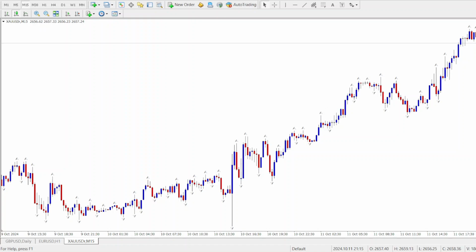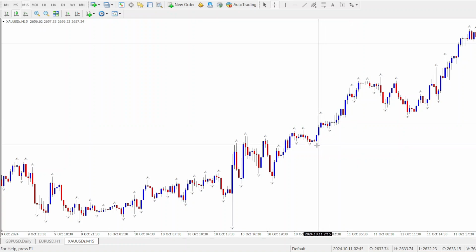So fractals are recurring patterns that show market turning points. As we can see, after fractals formed, they showed potential turning points of the asset. You can see, after the formation of this fractal, the market turned. Here again it turned, here again it turned. So basically, they show turning points.